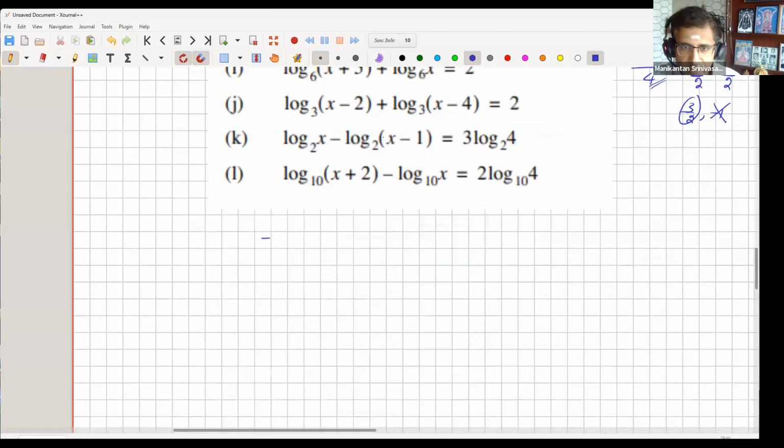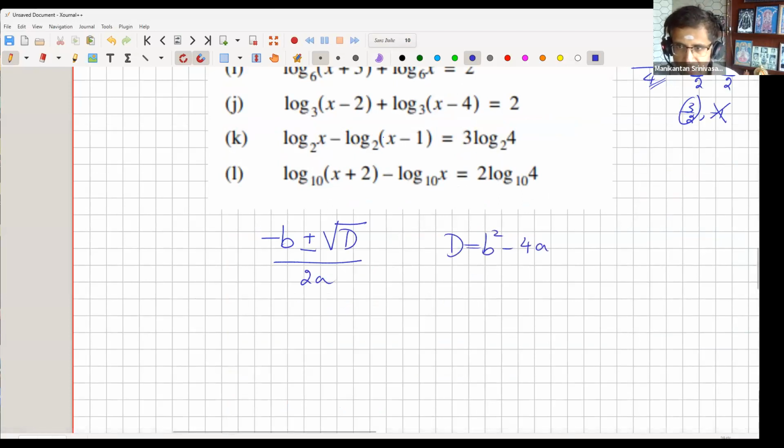So anyway, I'll just write it out explicitly for everyone. It's minus b plus or minus root d whole upon 2a, right? Where this d is a very important value. It's b square minus 4ac. Next week we'll do quadratics in a lot more detail, but b square minus 4ac is a very key value for solving all quadratic problems.